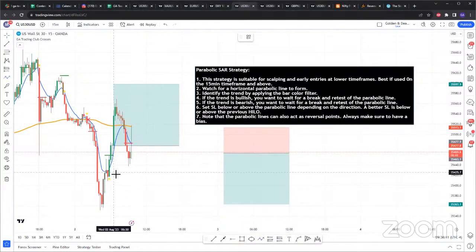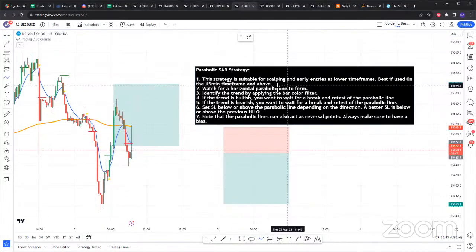For example, like this one here in the morning, one thing you want to look out for is the strategy is suitable for scalping and early entries at lower time frames, and best if used on the 15-minute time frame and above. The lower time frame entries might be, let's say you're looking at the daily, and then you have a bias for a sell or for a buy. So it might be helpful to apply.